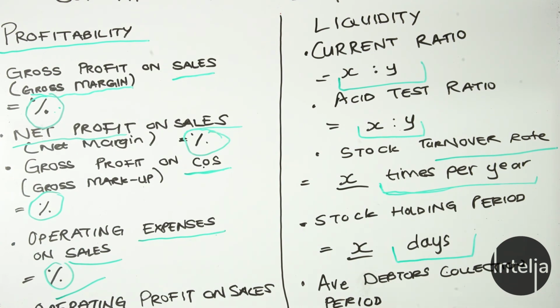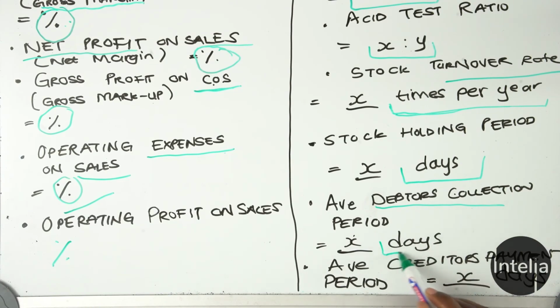And then the average debtors collection period. Let me just move that up for you so you can see. This is in days as well. Anything that ends with period is in days, right? So the average debtors collection period indicates how long debtors will take to settle their accounts. It is informed by the credit terms of the business.